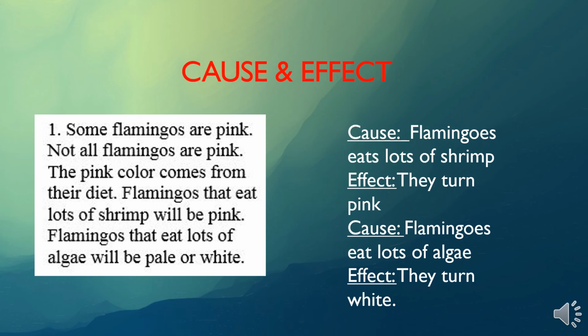Let's look at one cause. Flamingos eat lots of shrimp. The effect, they turn pink. Another cause, flamingos eat lots of algae. What's the effect? They turn white.